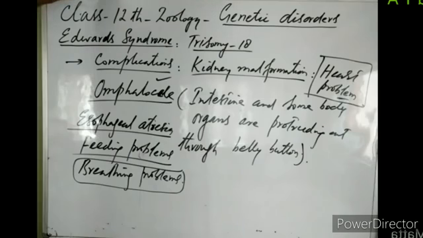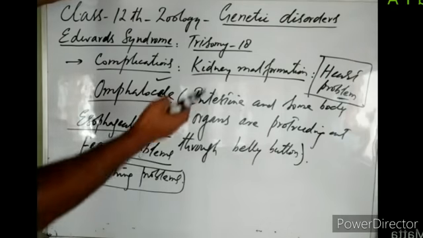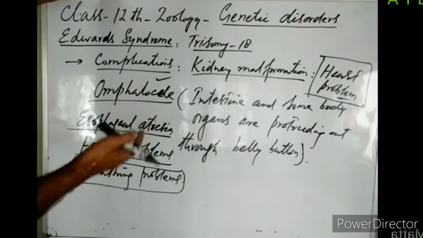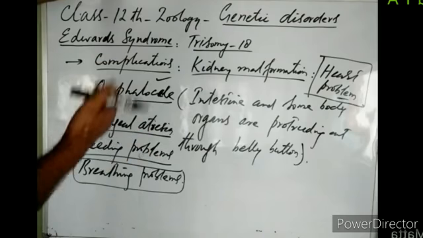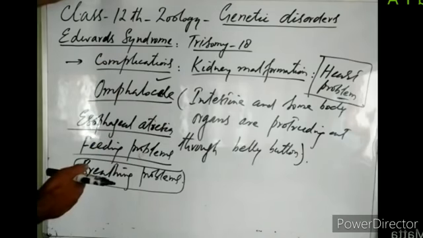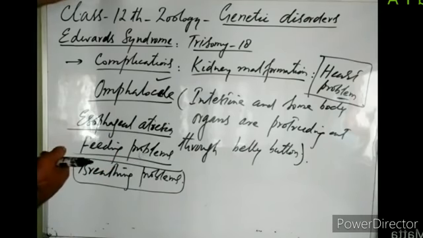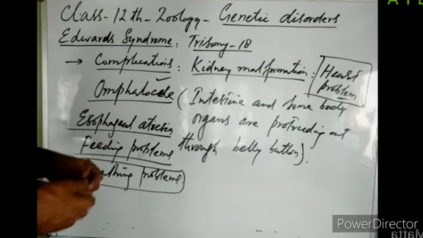Since it is a genetic disorder caused by trisomy of chromosome number 18, there is no cure for it. However, these problems can be addressed to some extent. It has a low survival rate. Most of these individuals born with trisomy 18 die early in childhood. A very small percentage, about 1%, may reach adulthood. Most of them die in infancy, right? So that is all about Edwards syndrome.